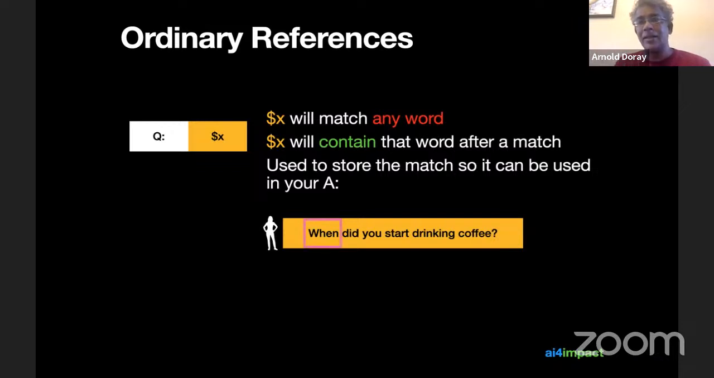Okay, and it says, yeah, there's a match there because "when" is a word, and $X means any word, so I'm going to match it. And most importantly, I'm going to take that "when" and store it into $X. So if that's a match, importantly, $X contains the word "when" in capitals, which you can again use in your responses.